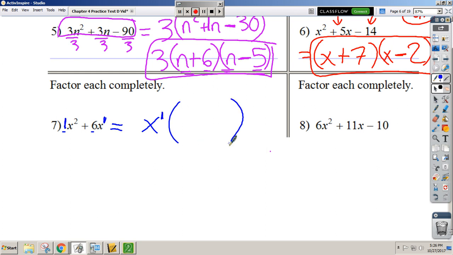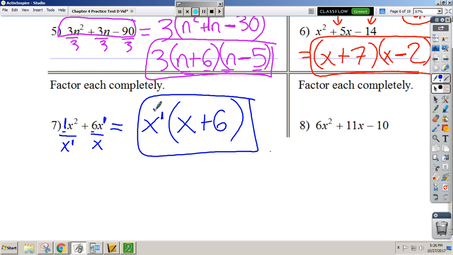So I'll pull out an x to the first, then I want to divide each of these by what I pulled out. So x squared divided by x to the first is just x. 6x divided by x is 6. And this is now completely factored. You can test it, you can distribute this, and you'll wind up back where we started.